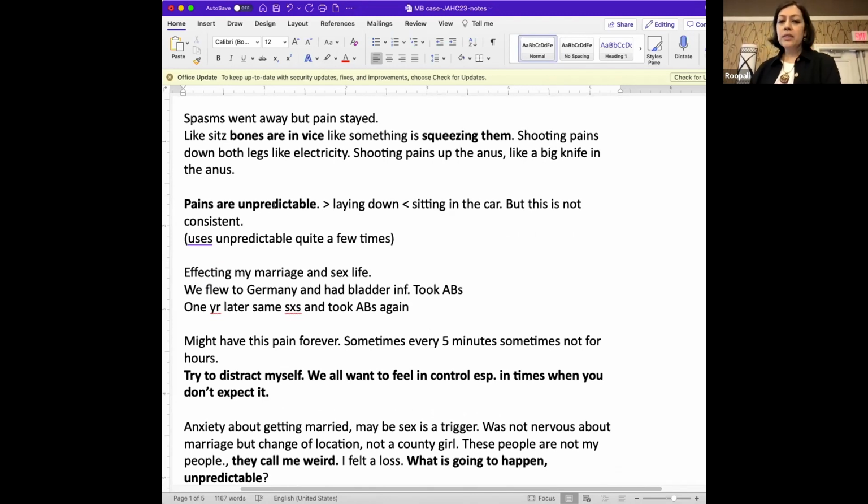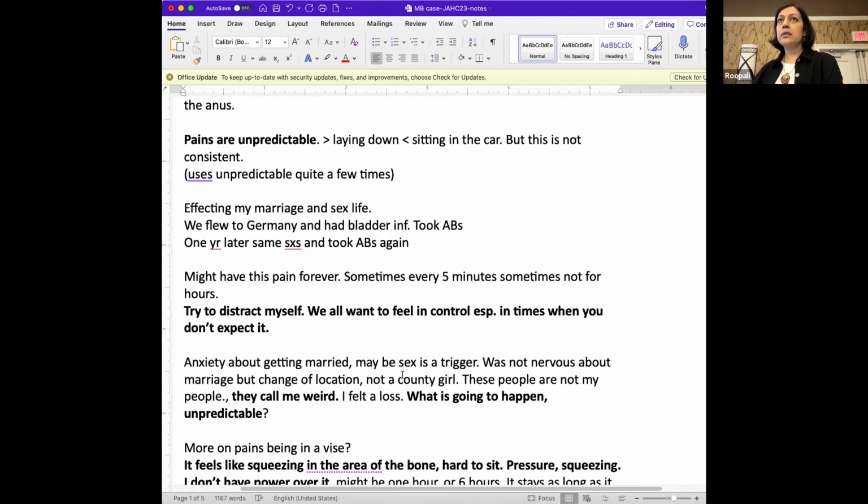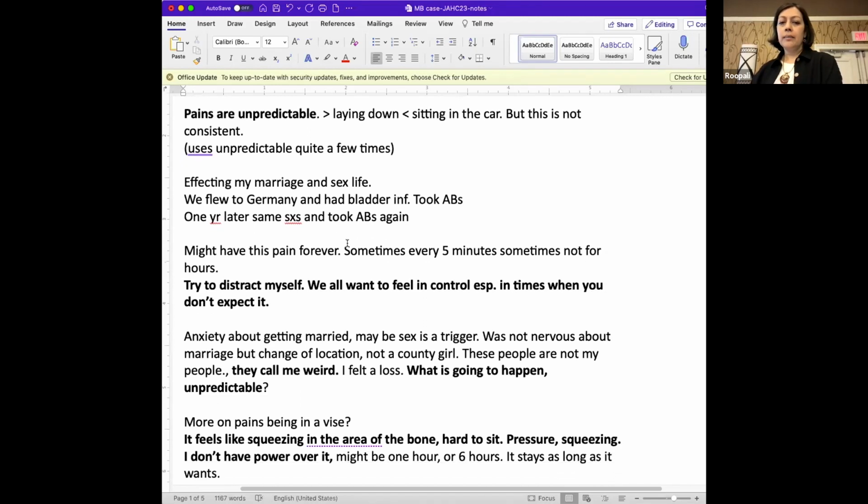So the spasms went away, but the pain stayed, as if the sit bones are in a vice, like something is squeezing them. Shooting pains down both legs like electricity. Shooting pains up the anus like a big knife in the anus. Pains are unpredictable. They're worse sitting in the car, but better lying down. This is not consistent though. And so the homeopath notes that she uses the word unpredictable quite a few times.